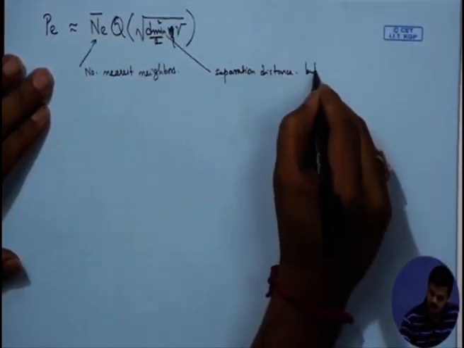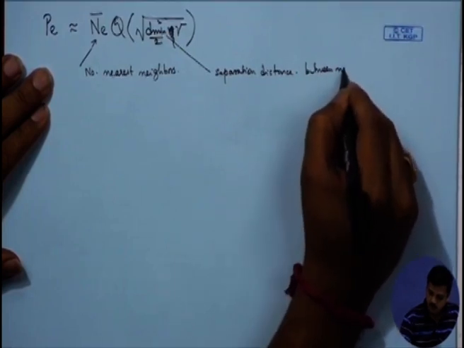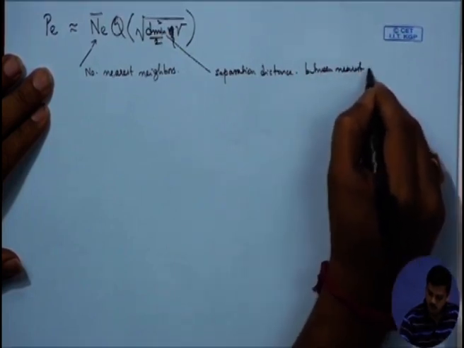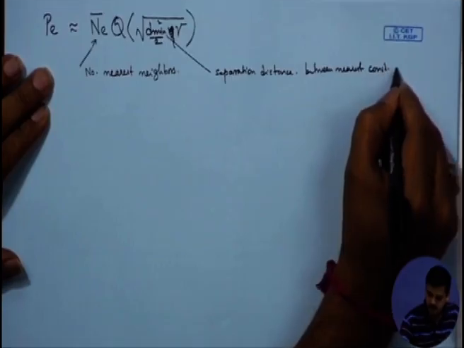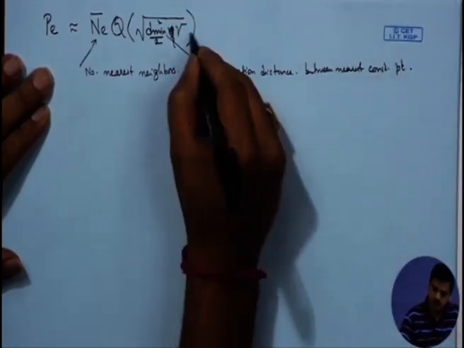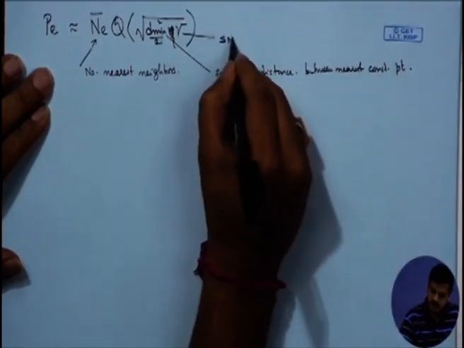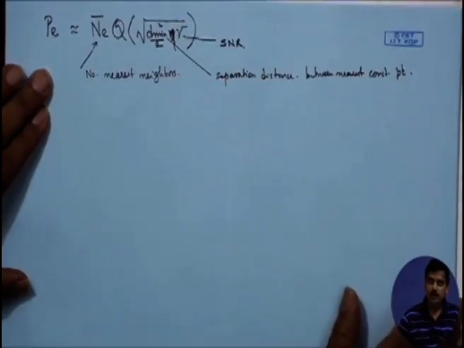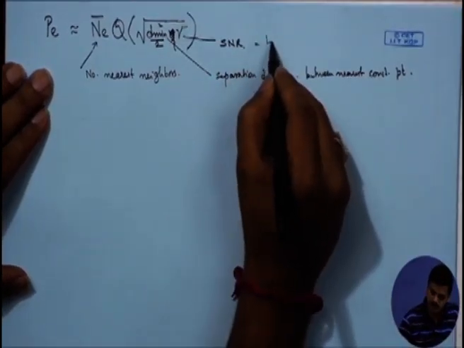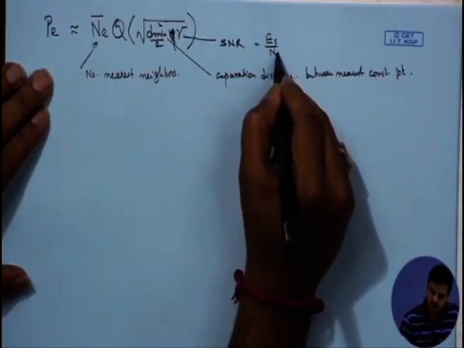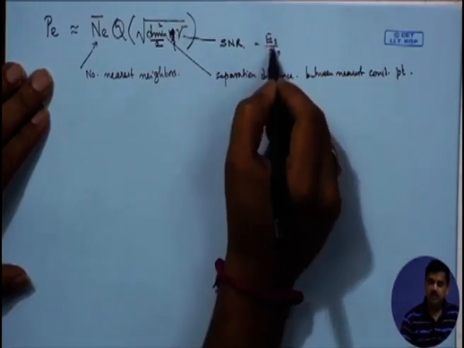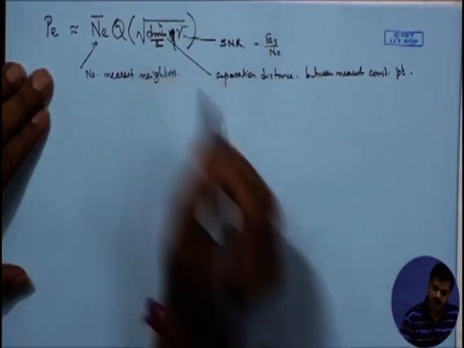between nearest constellation points, and gamma is the SNR, signal to noise ratio. In case of AWGN, this SNR would be Es by N naught. In some cases Es is taken to be 1. In that case you have d min squared by 2.